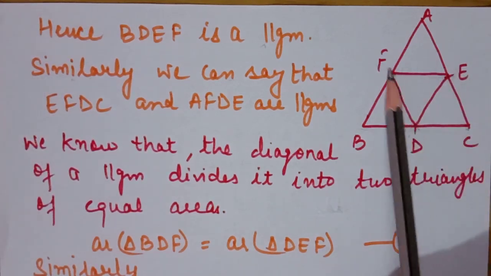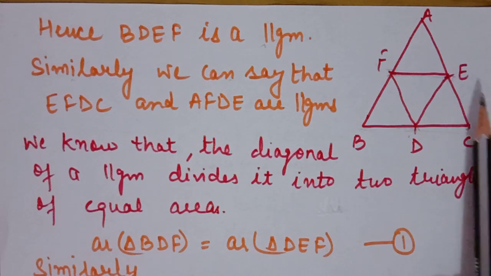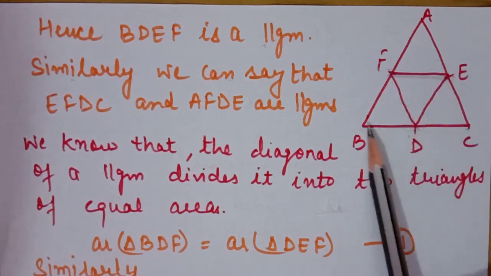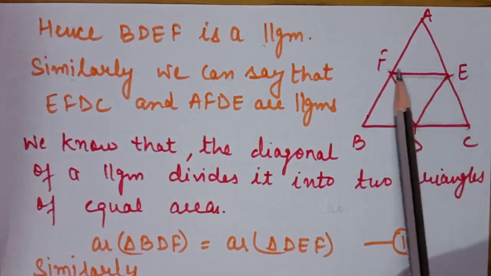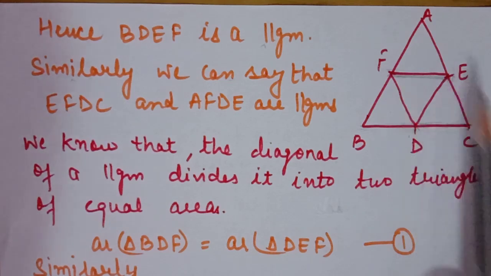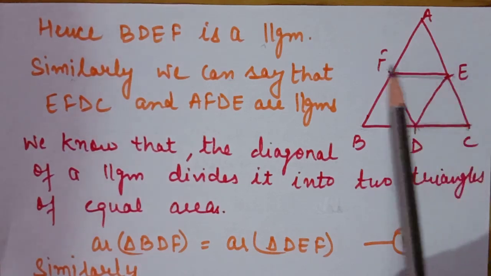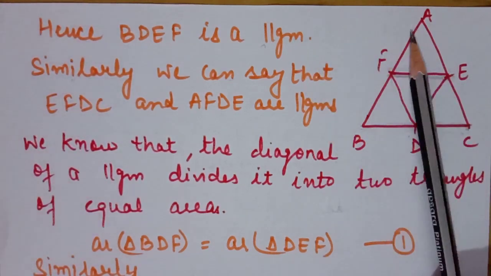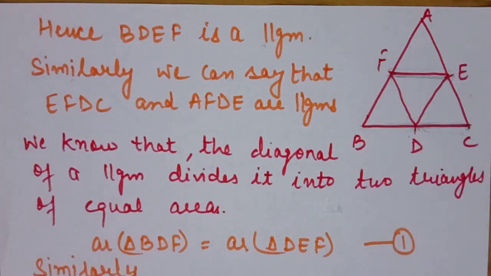Similarly, if you have any query, this is parallel to this and half of this, then definitely this is parallel to this and this is half equal to this. So this is a parallelogram. Similarly, AFDE is also a parallelogram.